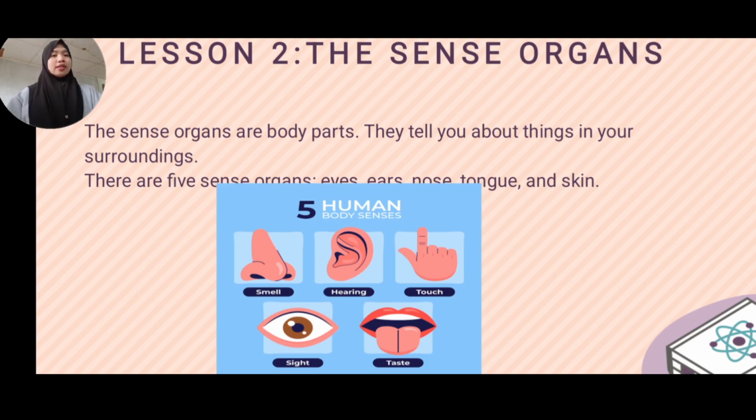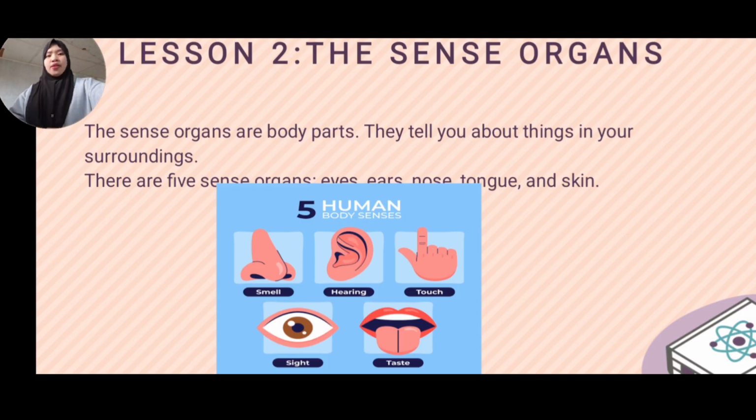Okay, so our lesson is the sense organs. The sense organs are the body parts that tell you about things in your surroundings. There are 5 sense organs. We have eyes, nose, ears, tongue, and skin. These 5 sense organs or human body senses are very important to us. Of course, we are human and we use each of those sense organs in our daily life.